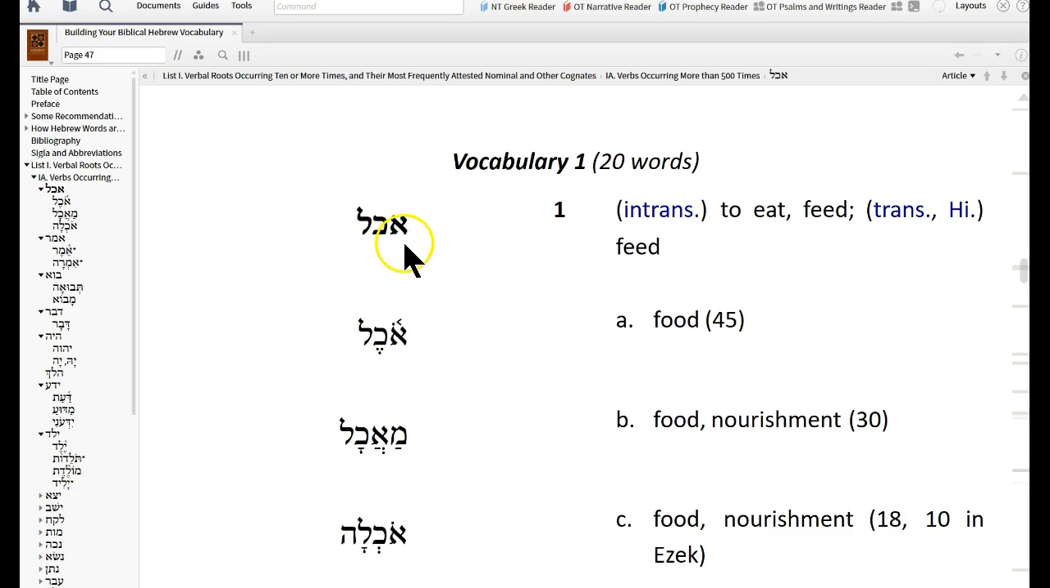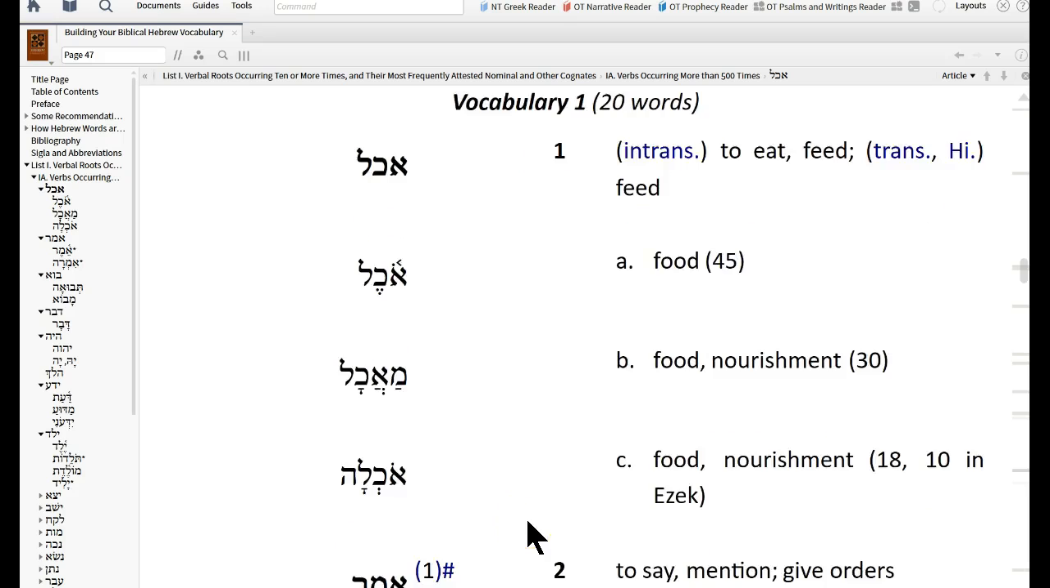So some of you have wondered why with verbs they don't give the pointing. I'm not sure why. Some resources give the pointing, some don't. This is the verb form, and it's to eat. Well, this word, okale, so if this is akal or something, okale is food. Ekal is nourishment. Okla is food.